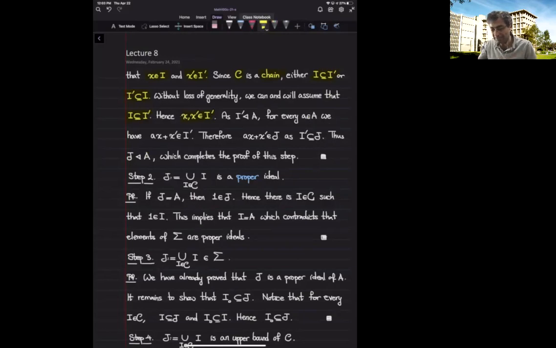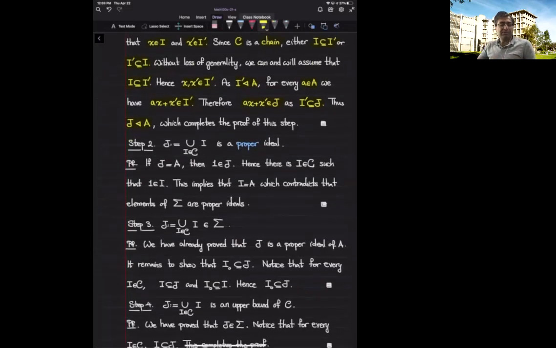Now, I prime is an ideal of A. That means for every element small a that you give me, a times (x plus x prime) belongs to I prime. And therefore, a(x plus x prime) belongs to the union of these ideals. I prime is one of those ideals, so it does belong to J, because I prime is a subset of J. So altogether, we are deducing that J is indeed an ideal of A. That shows the first step.